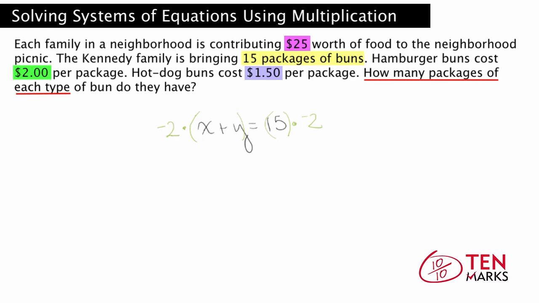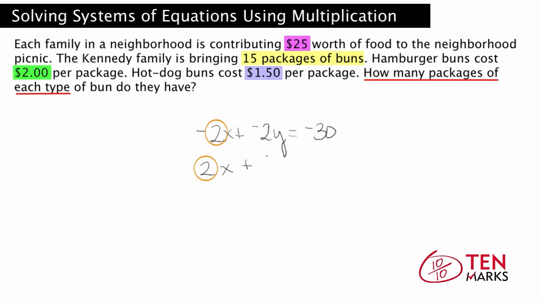-2 times x plus y equals 15 times -2. Distribute the -2, so you have -2x plus -2y equals -30. This gives an equivalent equation to the equation x plus y equals 15, so it can be used instead of x plus y equals 15. Now the coefficients of x in the two equations are opposites, 2 and -2. So here we have the new equation added to the original second equation, and notice the x term canceled. That's exactly what you wanted to happen.